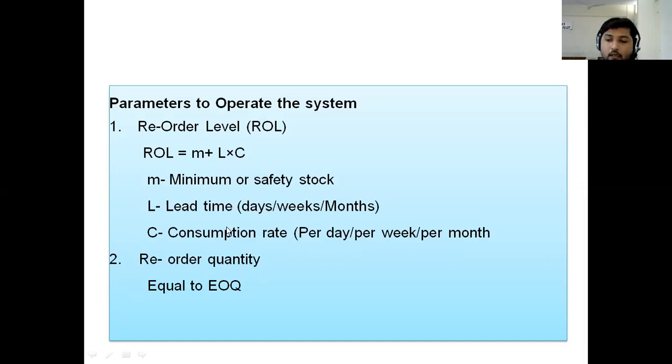So in this case, in Q type of system, the reorder quantity will be equal to the economic order quantity. And how to determine that economic order quantity, we have discussed in the previous two models. EOQ for instantaneous replenishment action and EOQ for gradual replenishment action, those two systems we have discussed related to the EOQ. And this reorder quantity in Q type of system should be equal to EOQ.